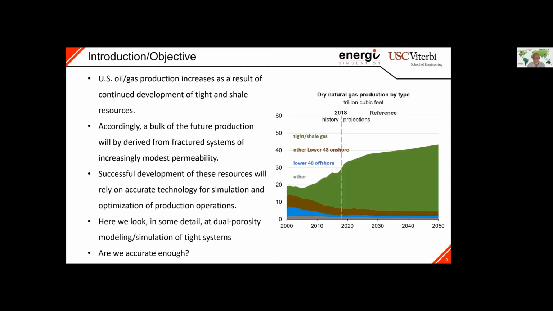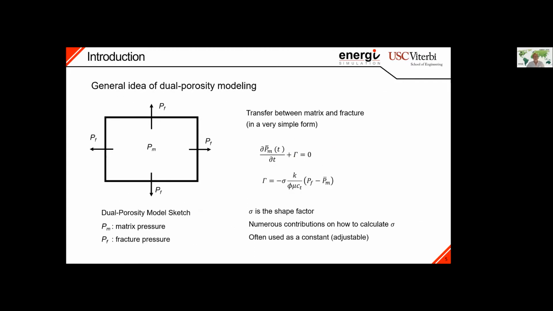So for us to be successful here, we need to make sure that we have accurate technology for modeling and simulation that feeds into optimization of production operations. So as I mentioned, I'll take a closer look at some aspects of dual porosity modeling today, and ask the question if I think we are accurate enough. And I'll give you a hint. It's not yes. Okay.